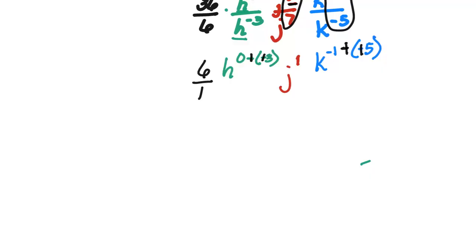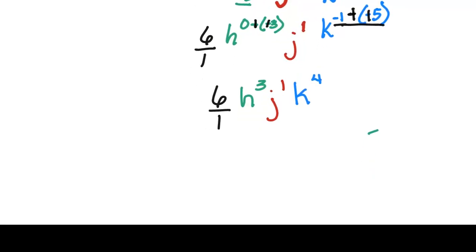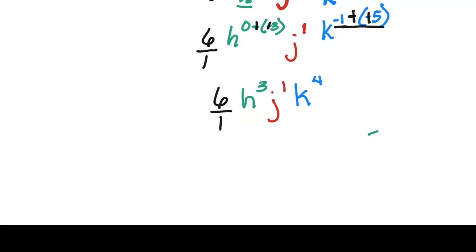So I'm going to simplify a little bit here. I have 6 over 1. H to the 0 plus 3 is h to the 3rd. I'll get you in a minute. J to the 1st. And what is negative 1 plus 5? 4. So that is k to the 4th. Oh, so I guess I don't need anything on the bottom. So the final answer would be 6 h to the 3rd, j, k to the 4th.